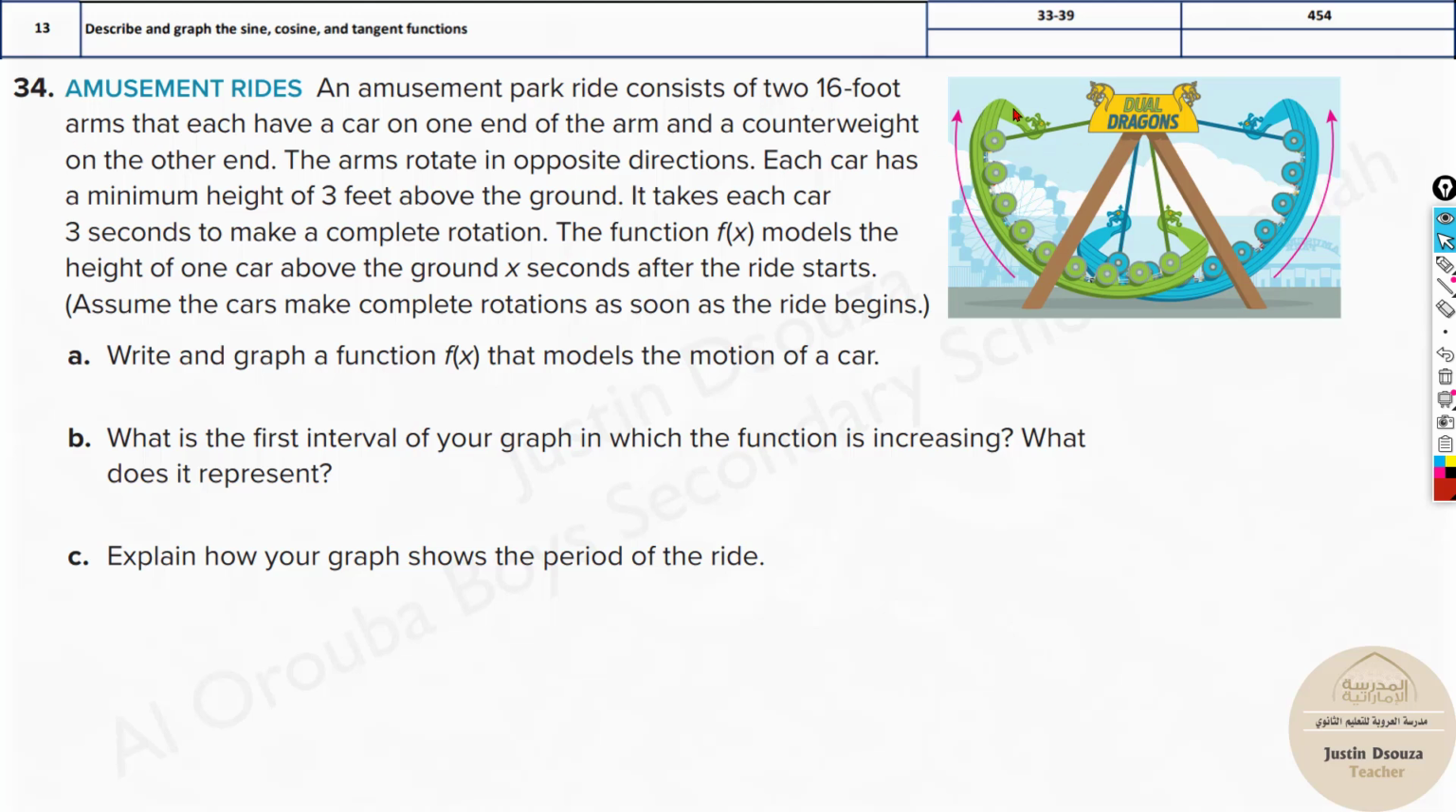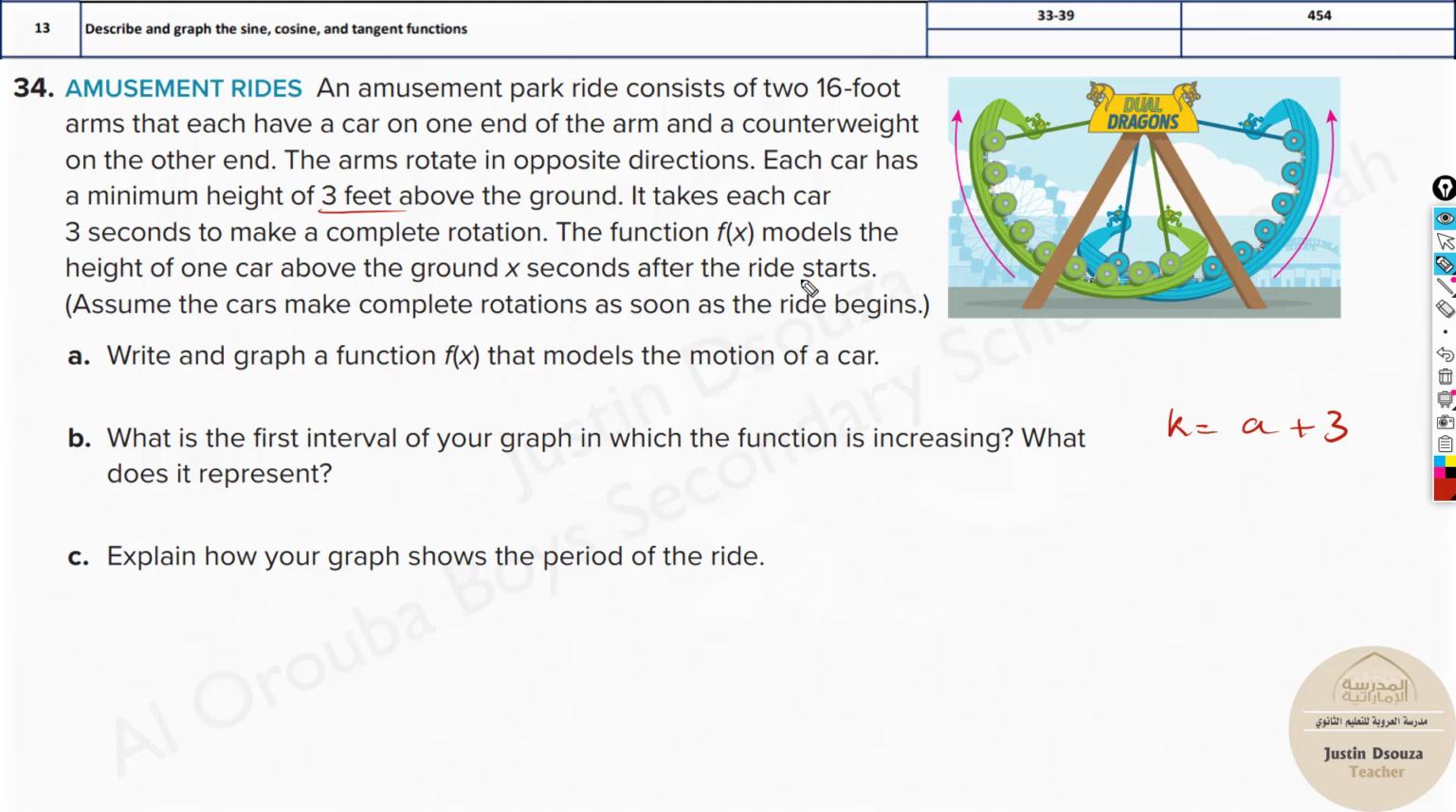You can see there are 16 foot in height arms that each have a car on one end and a counterweight on the other end. The arms rotate in opposite directions. Each car has a minimum height of 3 feet above the ground. Okay, this is for the midline, that 3 feet above the ground. When we do the k value, we need to add a plus 3 over here.